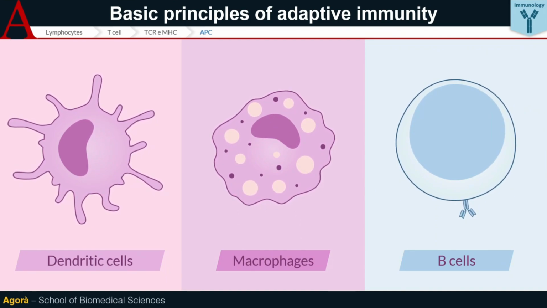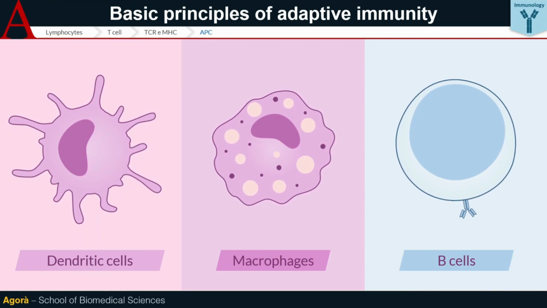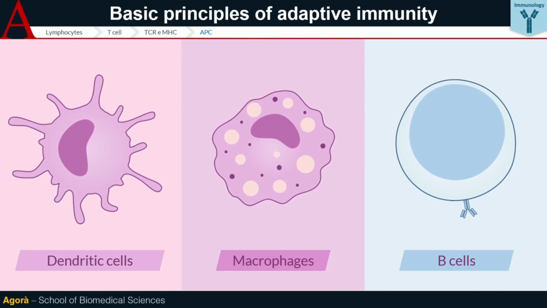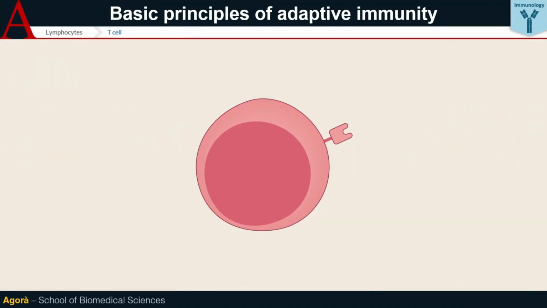Dendritic cells are by far the most important APC. However, under certain conditions, macrophages and B lymphocytes themselves can also act as APCs. Once the MHC peptide complex has been recognized, T lymphocytes become effectors and can perform 3 different functions which cannot be concurrent in the same lymphocyte.